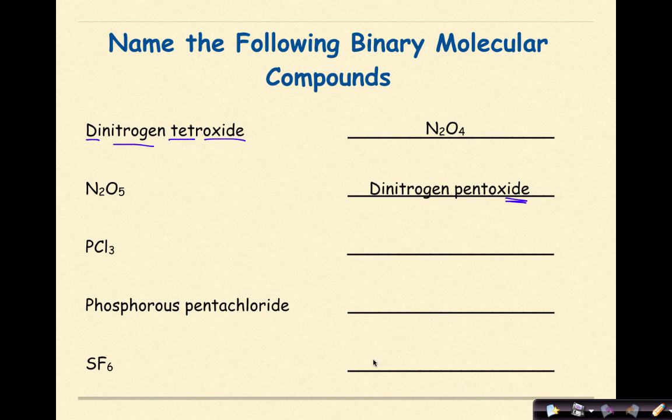Welcome back. Let's check your work. PCl3. To name that should have been phosphorus trichloride. Because we only have one phosphorus up here, we're just going to name the element name. And then trichloride comes from the 3 chlorines at the end. Phosphorus pentachloride would have the formula PCl5. And finally, SF6 should be sulfur hexafluoride. And that's a little review of how to name binary molecular compounds.